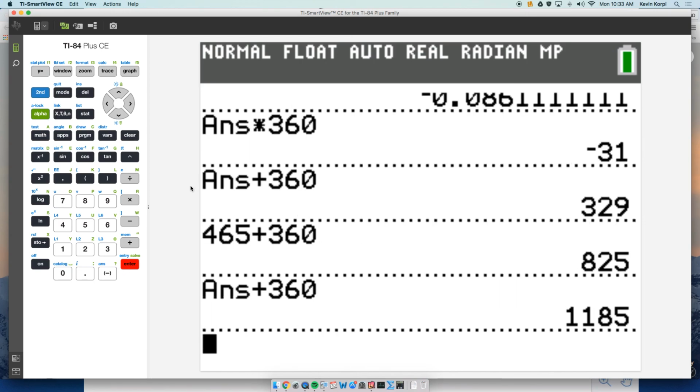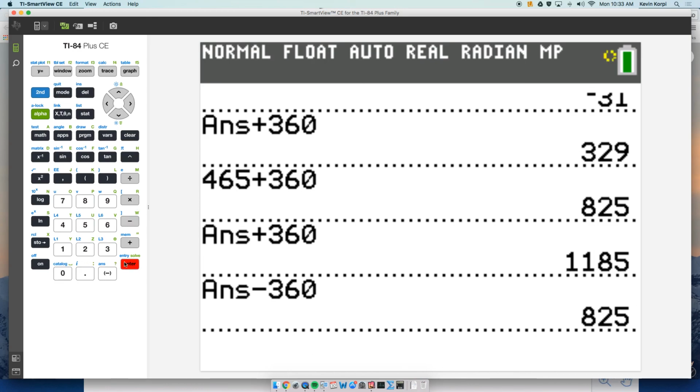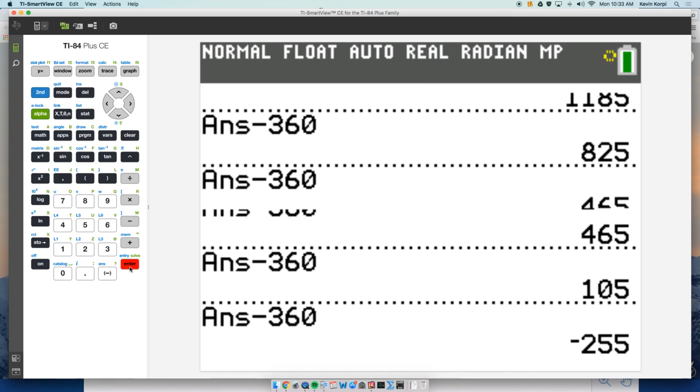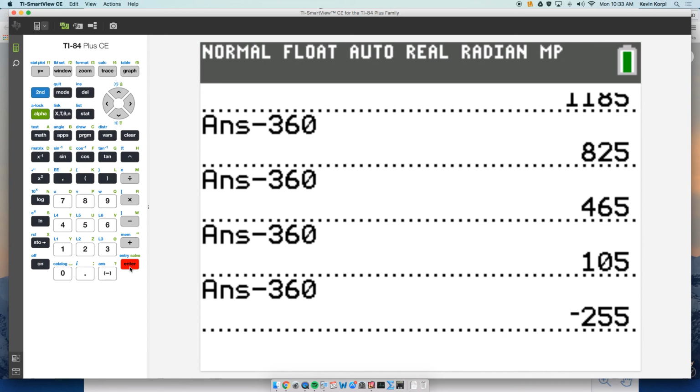So what I'm going to do now is go back to 465 and go minus 360, and then minus 360. Remember, if you do it twice, your calculator will remember what you're doing. So you hit it again, you get 105, write it down. It's greater than negative 1,000. Negative 255, write it down. It's greater than negative 1,000. Hit enter again. Negative 615, write it down. It's greater than negative 1,000. One more time. Negative 975, that's greater than negative 1,000. If you hit it again, you're less than negative 1,000.